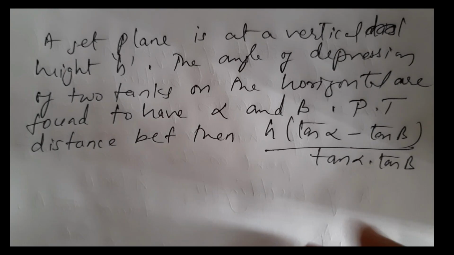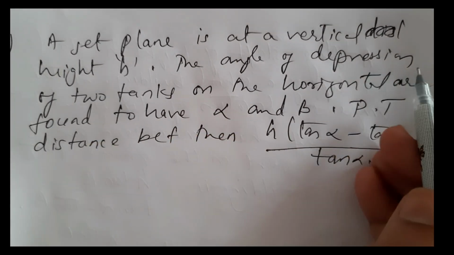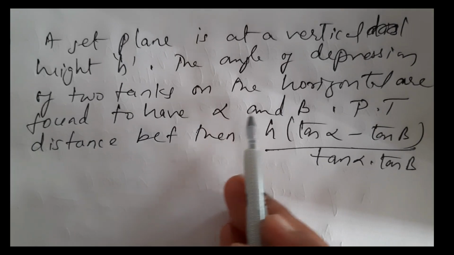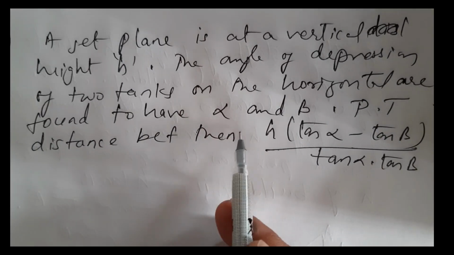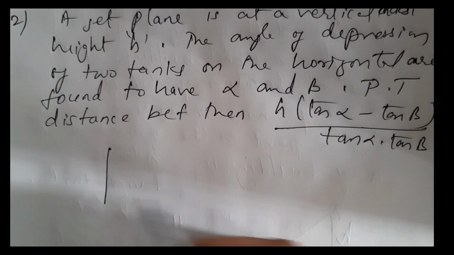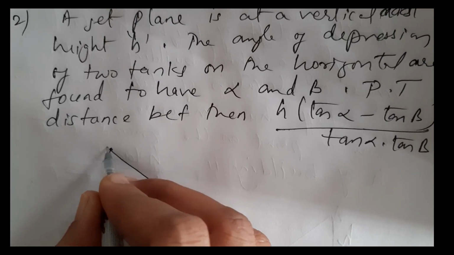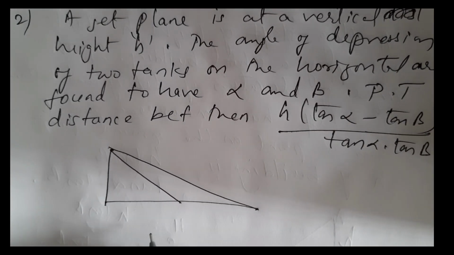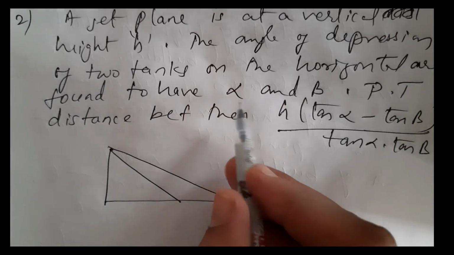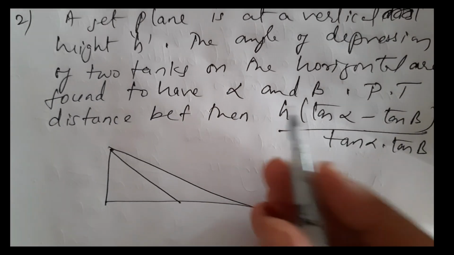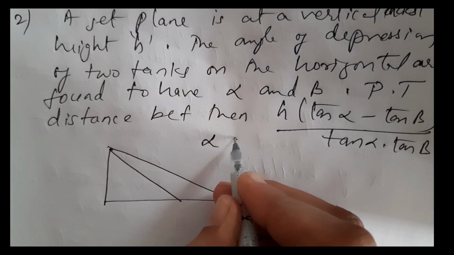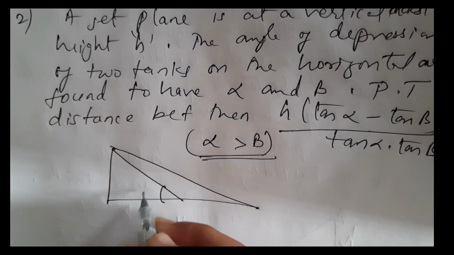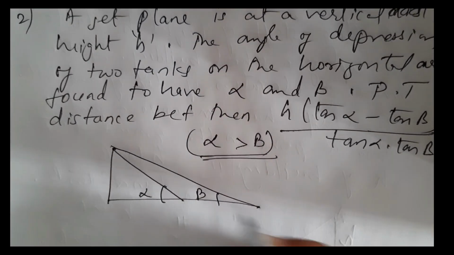Now the next question, a jet plane is at a vertical height h. The angle of depression of two tanks on the horizontal are found to be alpha and beta. So here there is a plane and the angle of depression is given. Though the depression is given, draw the angle in the same way. Angle of depression is given alpha and beta, and the condition given is alpha is greater than beta. So as per this condition, this angle is alpha and this we will consider beta.